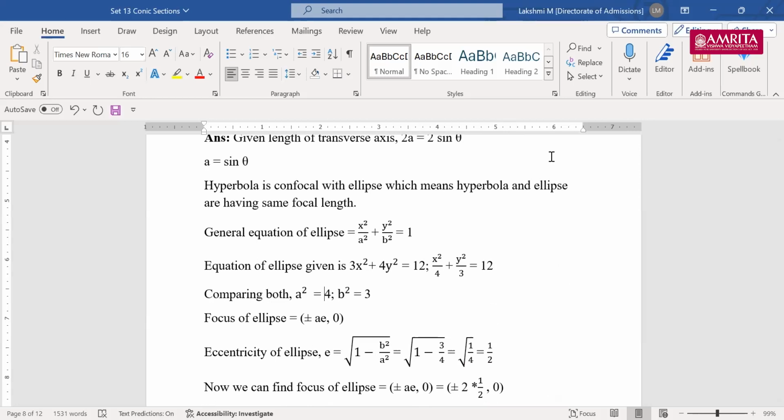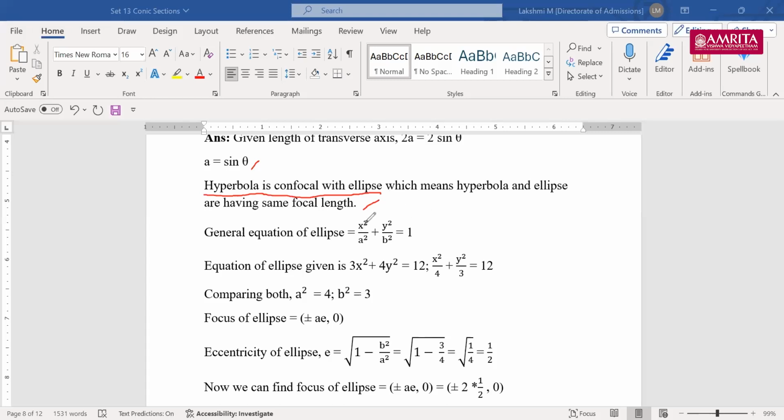Yes, I hope I'm audible. So what is given? Length of transverse axis is 2 sine theta. So 2a equal to 2 sine theta, a equal to sine theta. You got 1 point. Now what you need? You need b. For that, what is given in the question is the hyperbola is confocal with the ellipse. That is, both of them have the same focal length.